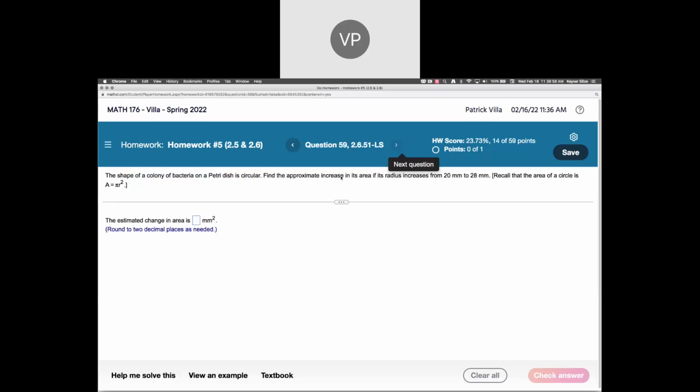Okay, so let's do this. How much is something actually increasing? That's the question we're looking for. So let me do a couple things. Area equals pi r squared. Okay, we're going from 20 to 28. Let me just show you a couple things here. If we were at 20, we would go from an area of 400 pi. If we were at 28, we'd plug that into that formula.